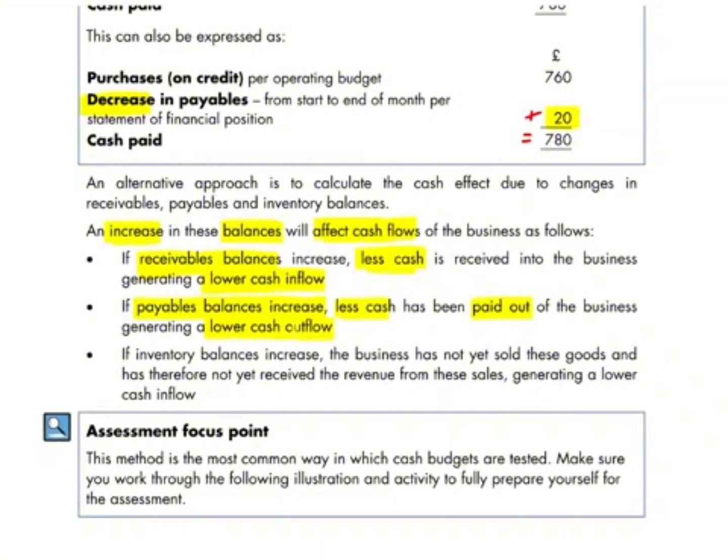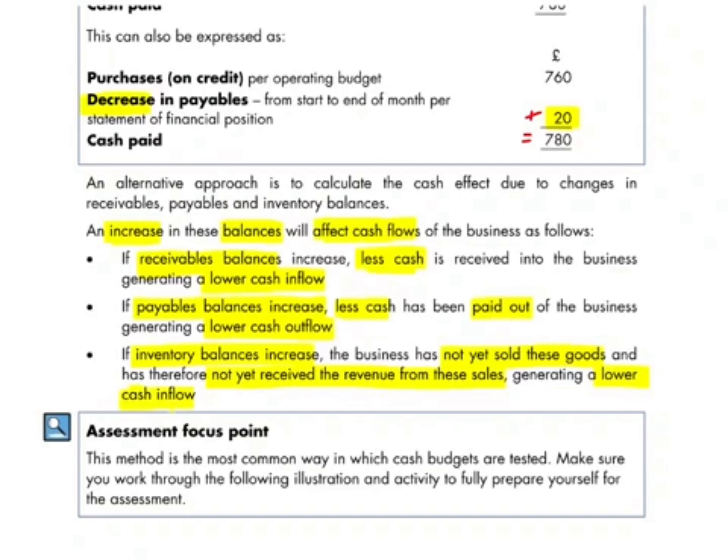If our payables balance increases, that means we've paid out less cash from the business, and therefore the business overall generates a lower cash outflow. Now, this is because we haven't yet paid the supplier their money yet. We've still got use of our own money. So it means that the money we've got in the business is higher and the cash paid out is therefore lower. We can do the same with inventory. Now, if inventory balances increase, it means the business has not yet sold the goods and therefore has not yet received the revenue from those sales. And the result of that is a lower cash inflow.